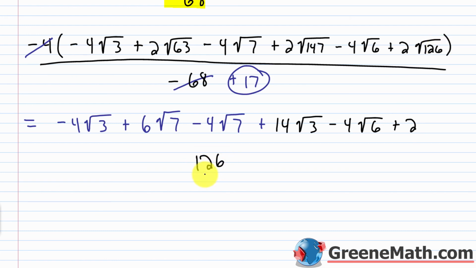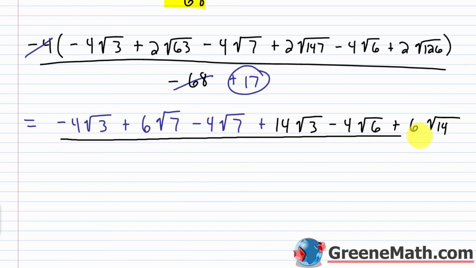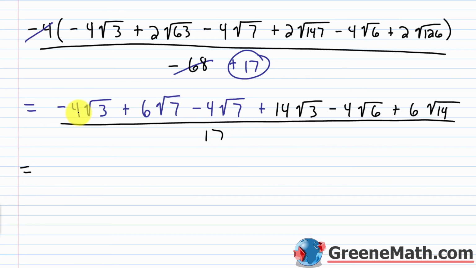126 is 2 times 7 times 3 times 3, or times 9. So 9 is a perfect square. So again, if we pull that out, the square root of 9 is 3. So I could make this 2 times 3 or 6 times the square root of 14. Okay, now this is all over 17. All right, so what do we have here that we can combine? You've got a negative 4 times the square root of 3 and 14 times the square root of 3. So those are like radicals. So we can say that's 10 times the square root of 3.